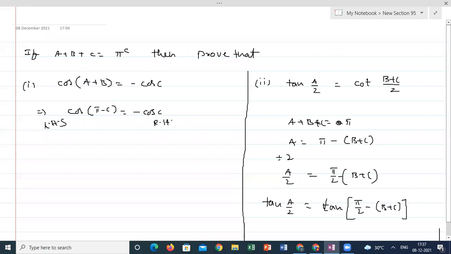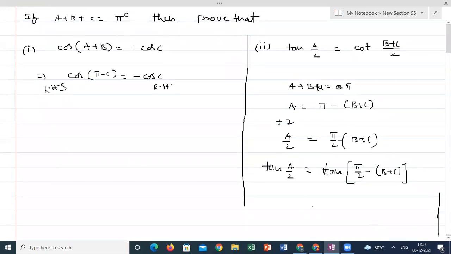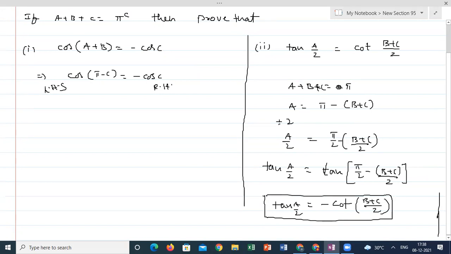Yes, that's it. Tan should be of pi by 2 minus B plus C by 2, right? Yeah, sorry, my mistake. So it is cot of B plus C by 2. So you proved the statement straight away by taking the given data instead of taking LHS and RHS. Or you can take LHS, substitute A is equal to pi minus B plus C, and you can do it like that also. That's your wish, how we proceed.